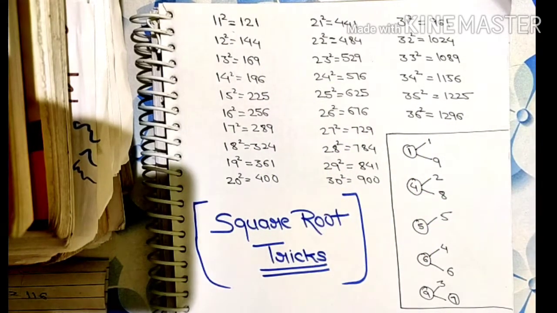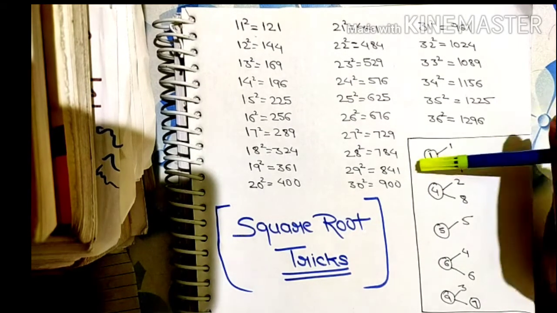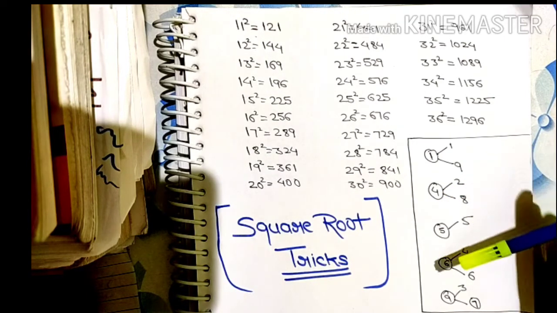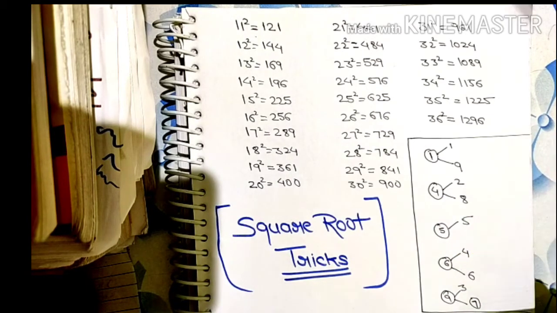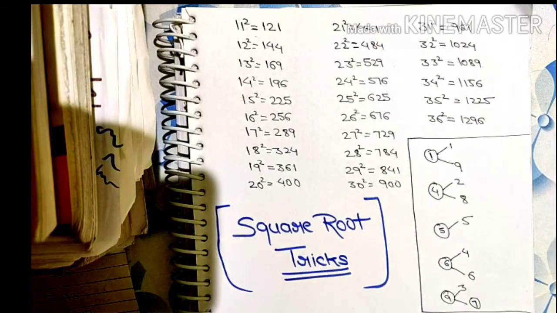The second thing is that if you square any number and the result ends with 1, then the number must contain 1 or 9 as its unit digit. If the result ends with 4 after squaring, then the number must contain 2 or 8 as its unit digit. Likewise for 5, 6 and 9. I have written all these numbers. Let us start the video.